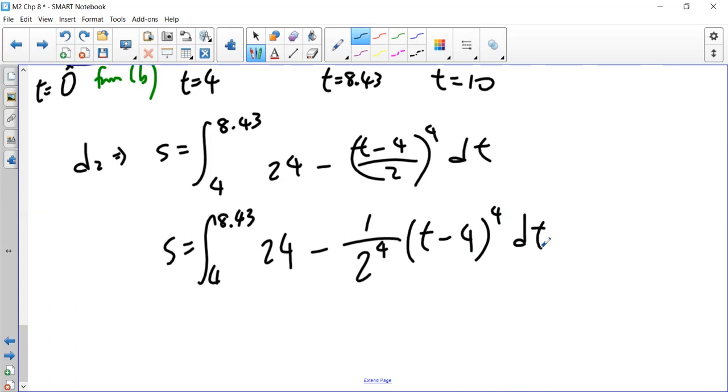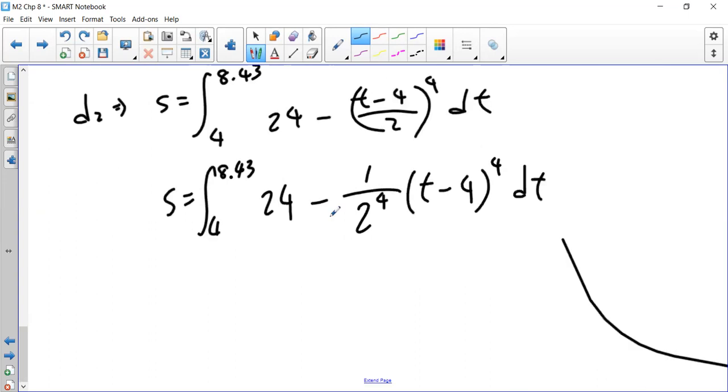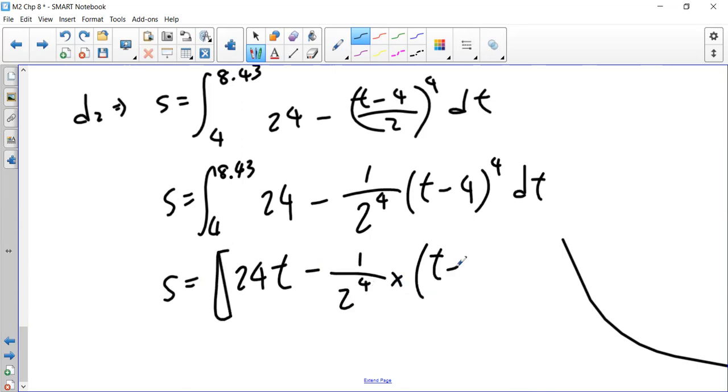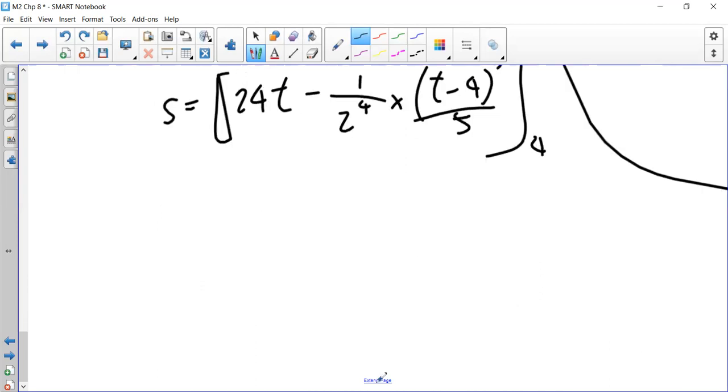So what I've done is I've extracted a half out of the bracket. I haven't done any integration yet. Next, to do integration: 24t minus 1 over 2 to the power 4, which has nothing to do with it, times (t minus 4) to the power 5 divided by 5, for 4 to 8.43. Plug in the calculator, and you should get s equals 85 meters.